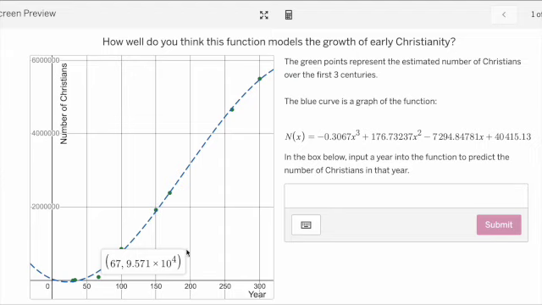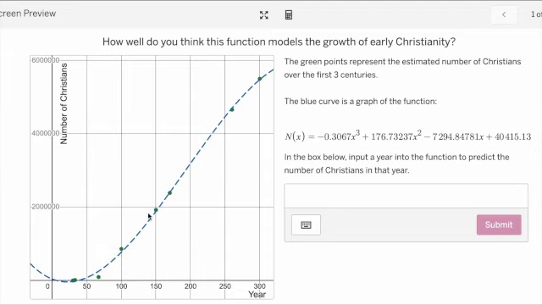You may remember how scientific notation works. This is just telling you how many times to move the decimal point to the right. So if we move the decimal point 1, 2, 3, 4 times to the right, then that would mean that we have what? 95,710 Christians roughly in the world in AD 67.